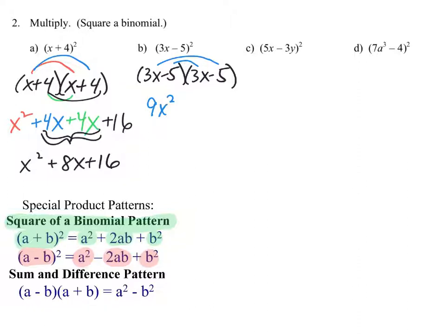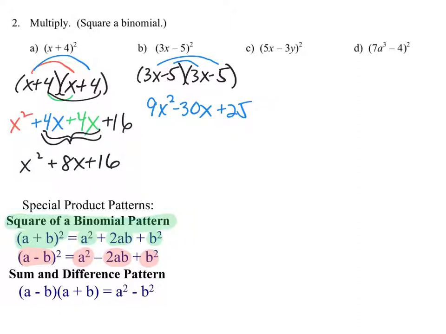So that is going to be a minus 15x, and another minus 15x is going to be a minus 30x. And then square the last term. A negative 5 times a negative 5 is a positive 25. So you can double check that with the FOIL method if you like, or you can recognize this special pattern here, where we're squaring the first term, twice the product, and squaring the last term.